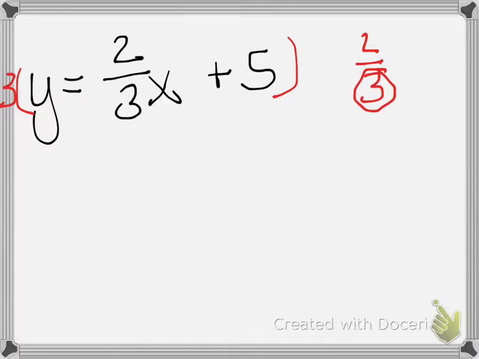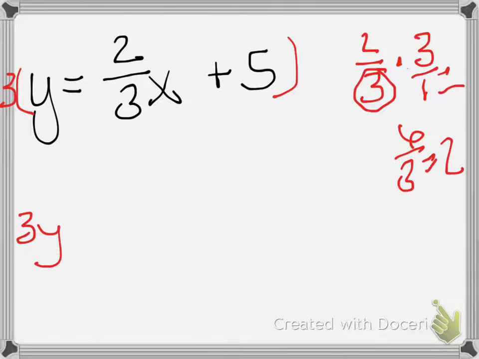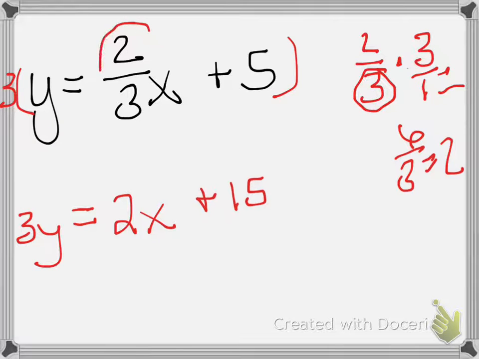3 times y is 3y. Now what's 2/3 times 3? 3 over 1, which gives me 6 over 3, which is just 2. So if I multiply by the denominator, it just gives me the numerator. So now I have 2x. 3 times 5 is 15. So let's go over that again. In order to get rid of this fraction, we multiply by the denominator to every single term. So I stick the 3 here, and then I distribute this 3 through. Every time you distribute the 3 to the fraction, they're just going to cancel, and you'll get your numerator.